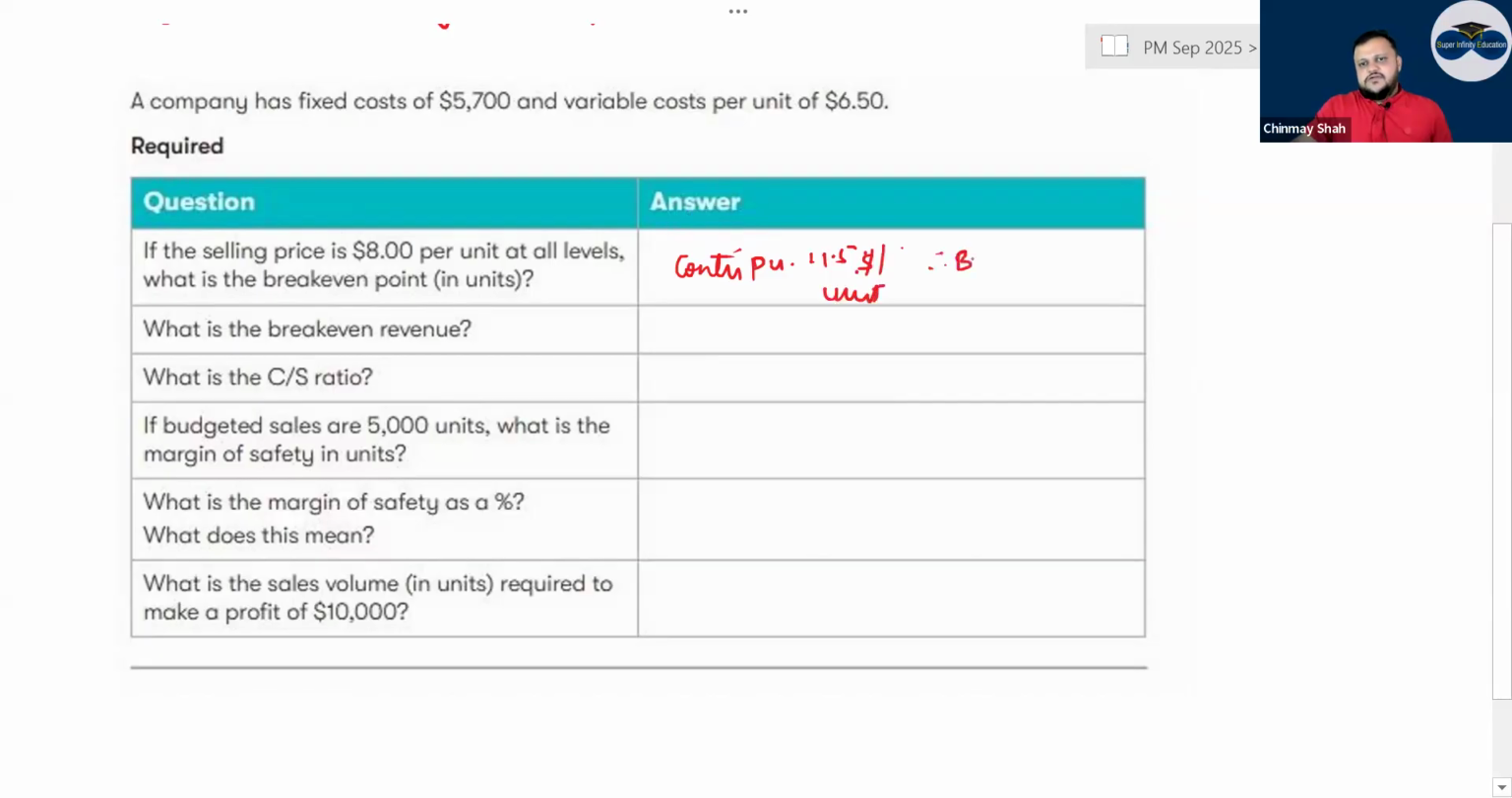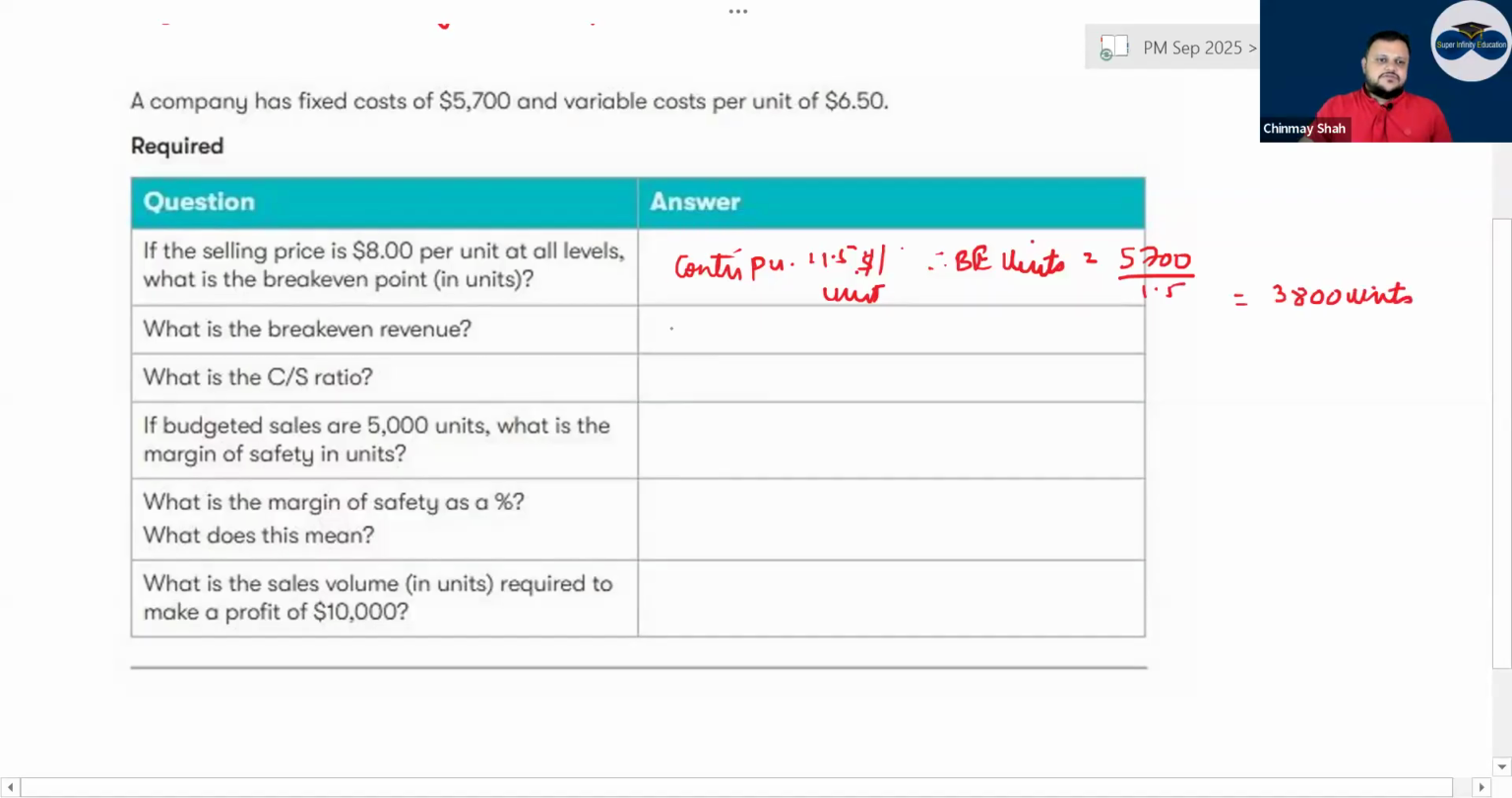Therefore, how much are break-even units? 5700 divided by 1.5. So how much is it? 3800 units. Everyone is getting 3800 units.